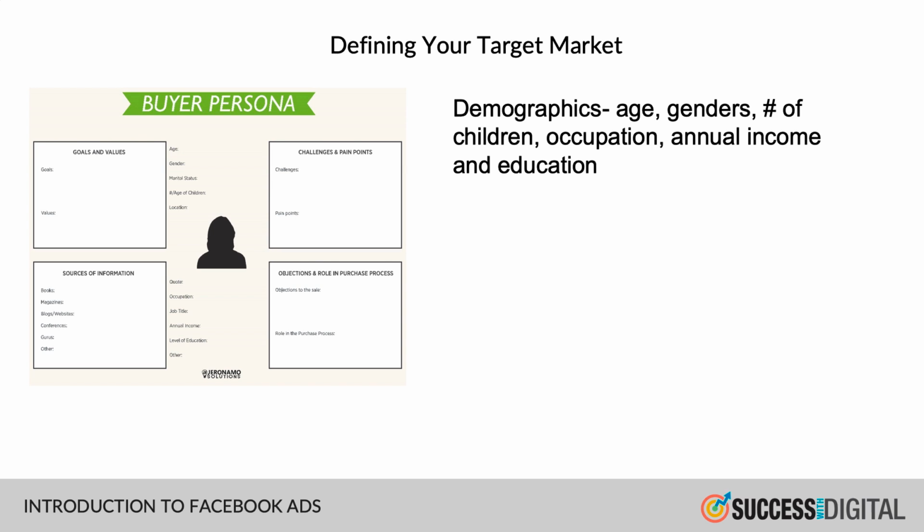So the first thing that we look at when defining the target market is the demographics. So is there a particular age range that your buyer persona is? Are they of a specific gender? Do they have children? If they do, do they have a specific amount? Does that matter in relation to your product or service? What is their occupation? What is their annual income? And what level of education do they have? So those are basic standard demographics that you're going to want to map out.